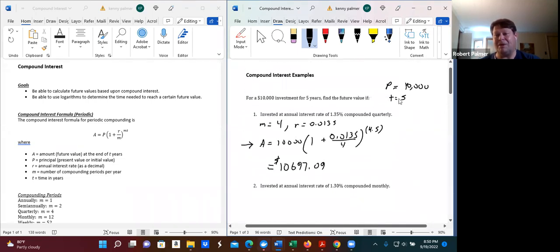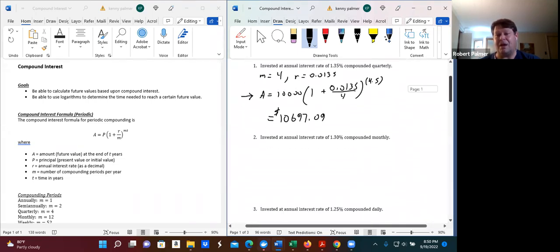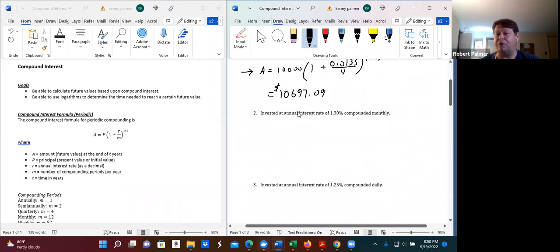Now, let's take a look at our next example. So we're starting using the same P and same t. This time we're invested at an annual interest rate of 1.3% compounded monthly. This time our m is going to be monthly, which is 12. And our r is 1.3%, or let's convert this to a decimal, 0.013. And since we have a 0 there, we can leave that 0 off.